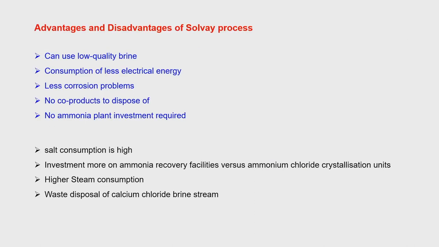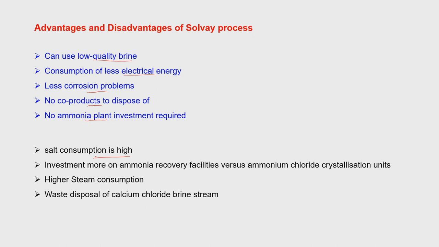So what are the advantages and disadvantages of the Solvay process? It can use low quality brine, it consumes less electrical energy, and it has fewer corrosion problems because acidity is reduced by the ammoniated brine. There are no co-products, there is only one byproduct, that is calcium chloride, and no ammonia plant. As I told you, all the ammonia produced inside the Solvay process is again consumed and regenerated. So there is no investment for ammonia production. But the only issue is that salt consumption is high.